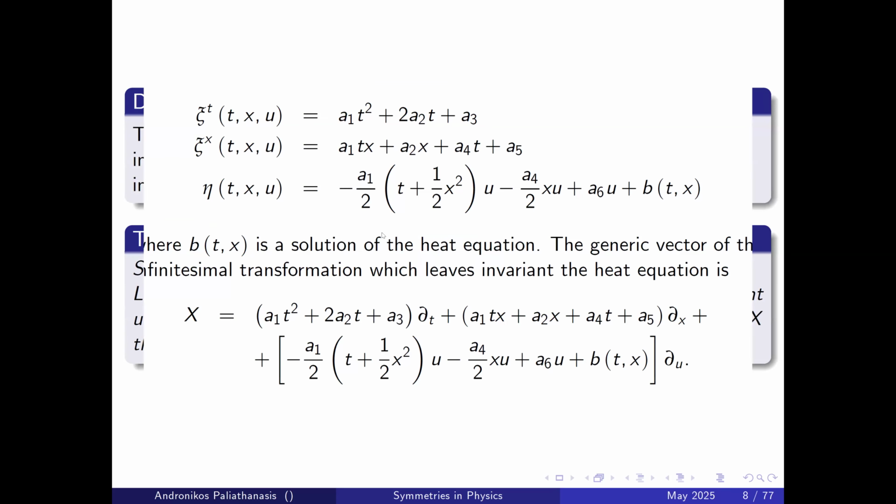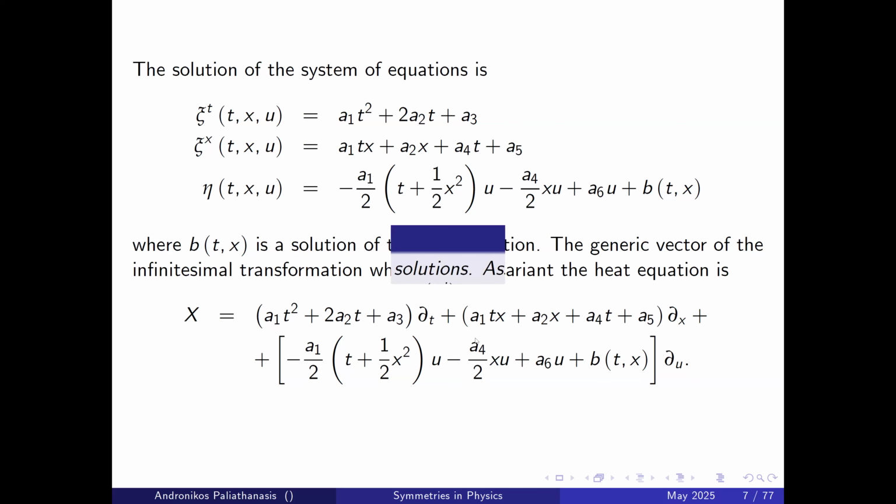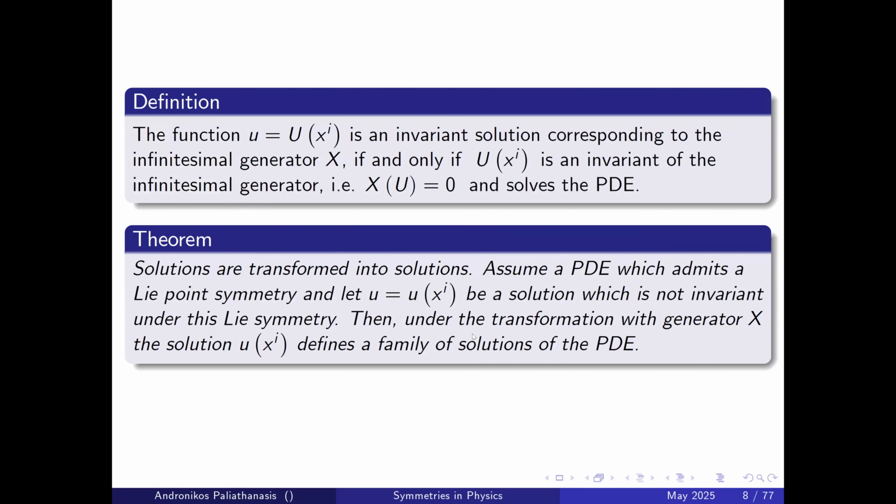Now, how can we apply this vector field to understand how to use the symmetry vectors in the analysis of PDEs? We have a definition that the function u is an invariant solution corresponding to the differential generator X if and only if u is an invariant of the generator, Xu equals 0, and solves the PDE. Solutions are transformed into solutions. Assume a PDE which admits a Lie point symmetry and let u be a solution which is not invariant under the Lie symmetry. Then under the transformation with generator X, the solution defines a family of solutions of the PDE.